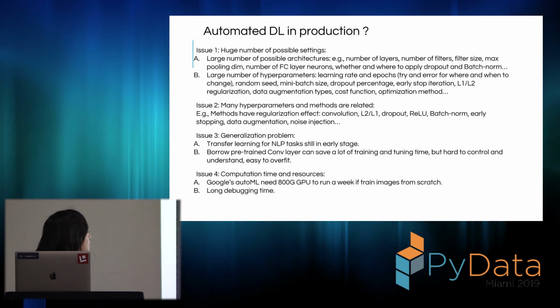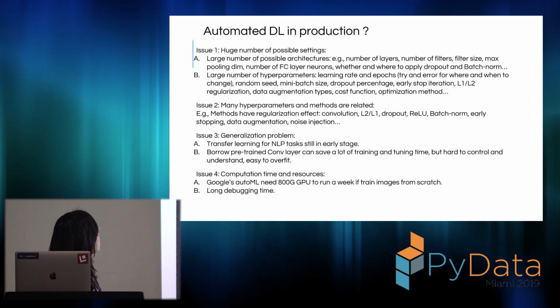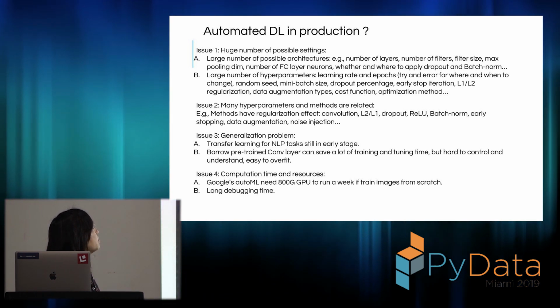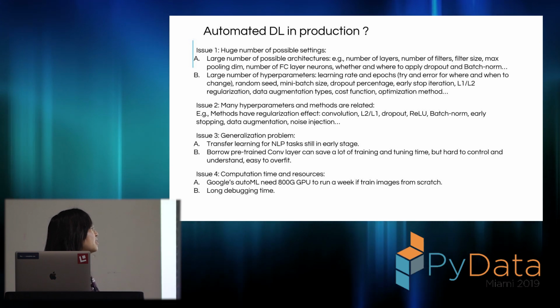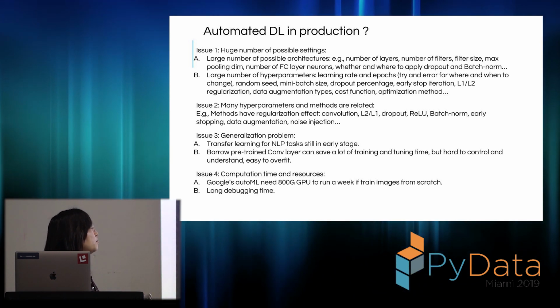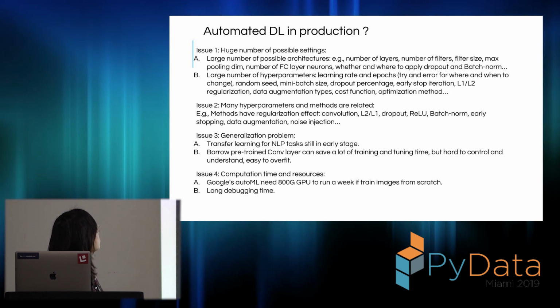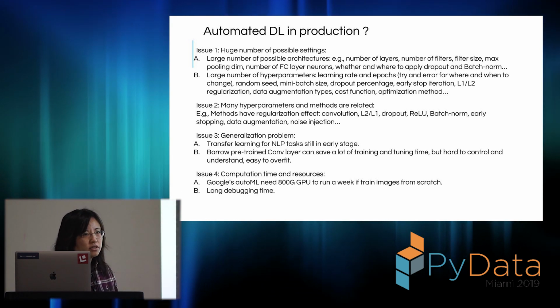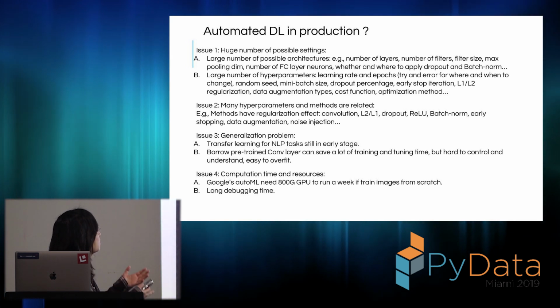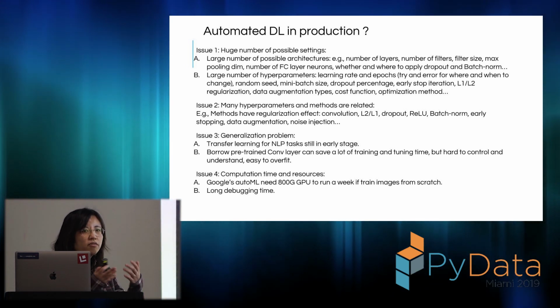The first one is that there's a huge number of possible settings. If it's a deep neural network, there are all kinds of possible architectures you can use. You have to decide the number of layers, the filters, filter size, where to put dropout. And there's also a large number of hyperparameters, the common ones being learning rate, epochs, and mini-batch size, and some hyperparameters even have their own hyperparameters.